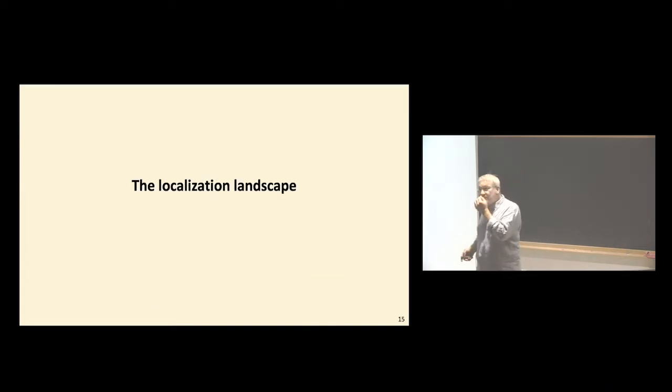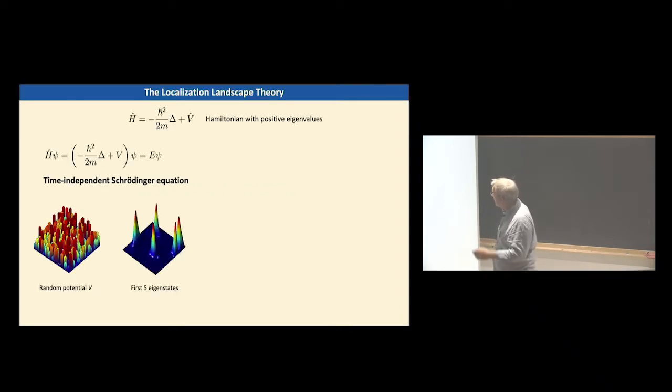Okay, I'm going to introduce you to something that we have been developing for the past 10 years now, which is the localization landscape. The definition is absolutely very simple to get. I will start from the continuous setting. You take a Hamiltonian with positive eigenvalue.